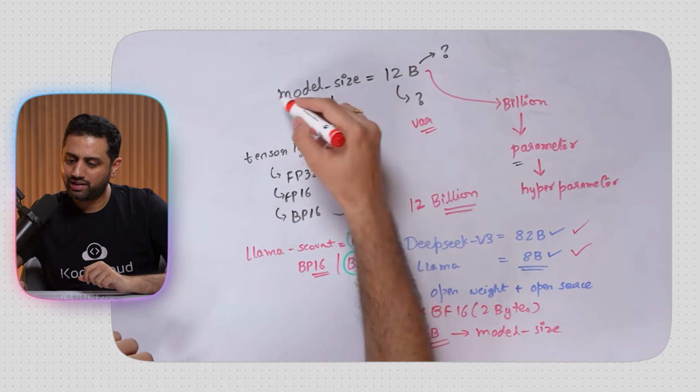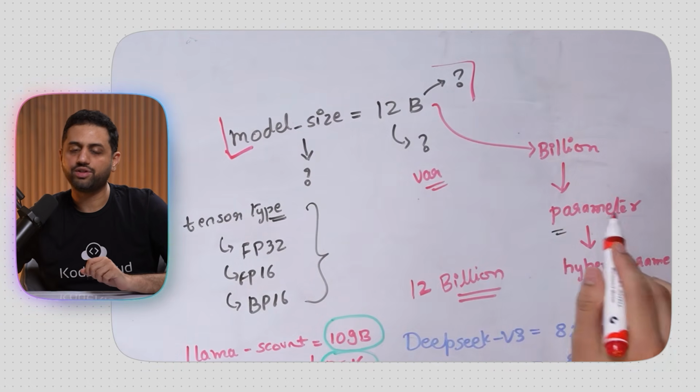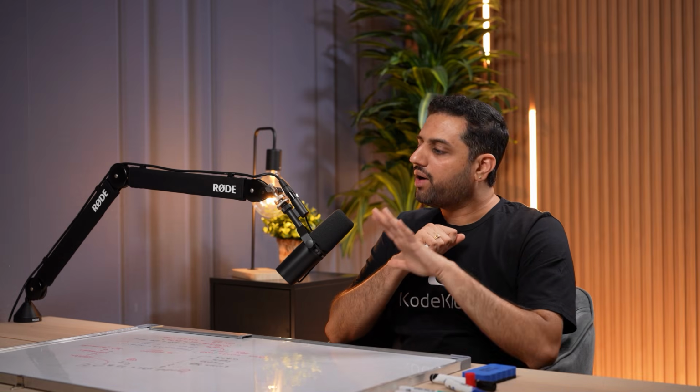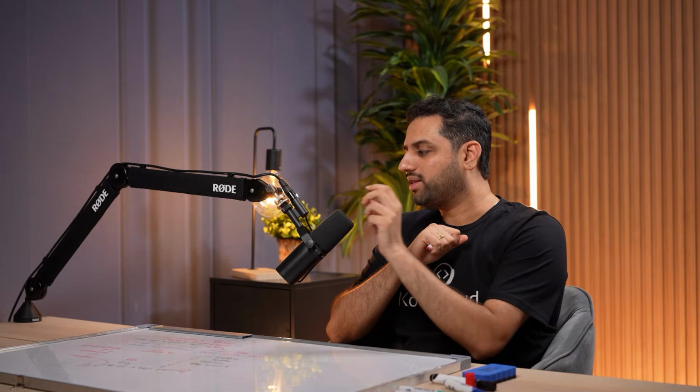Well, let me tell you where we started. We started with a simple question: what does model size equal to 12b mean when you open the Hugging Face website and click on a model? This one little line took us on this journey of understanding what a parameter is, what tensor type is, and ending up knowing what the model size of a given model is.